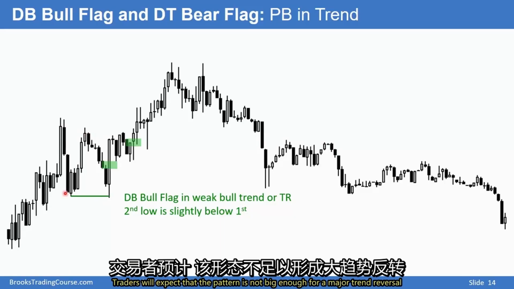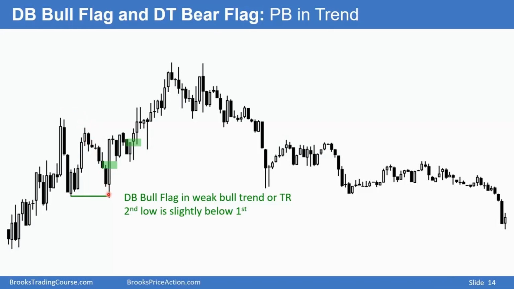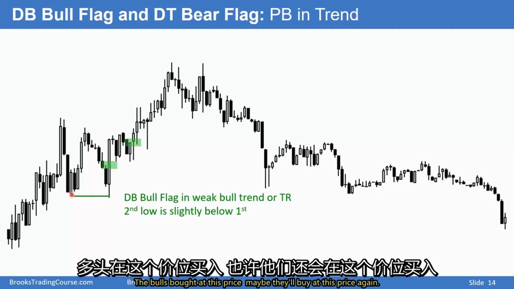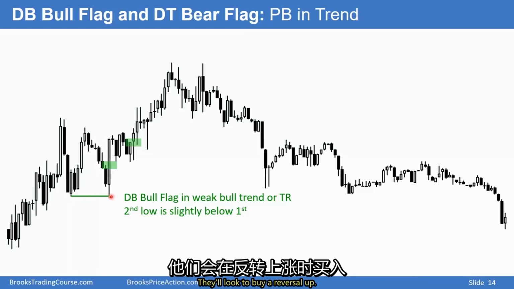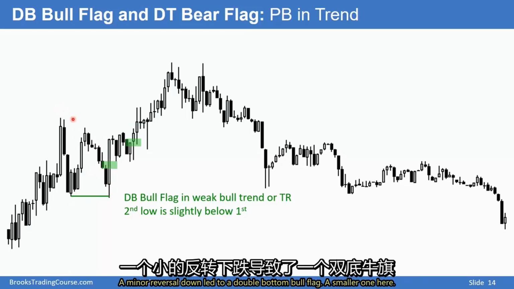Traders will expect that the pattern is not big enough for a major trend reversal, and therefore it's probably a minor reversal, and therefore either a trading range or a bull flag. When it gets near this prior low, they expect the bulls to come back again. The bulls bought at this price. Maybe they'll buy at this price again. They'll look to buy a reversal up. A minor reversal down led to a double bottom bull flag.